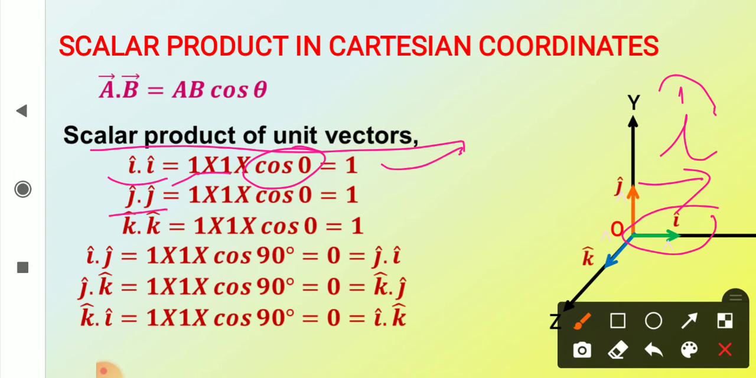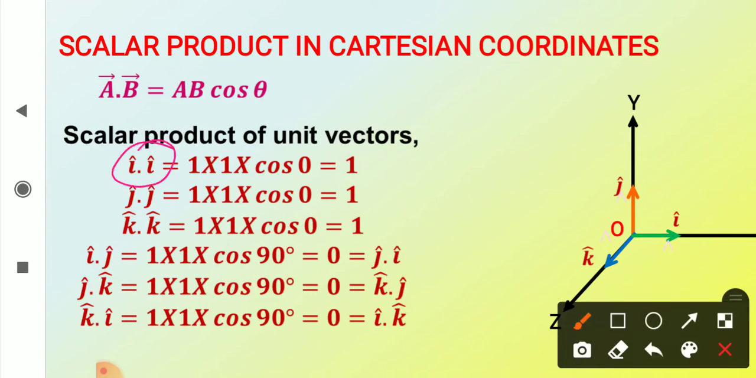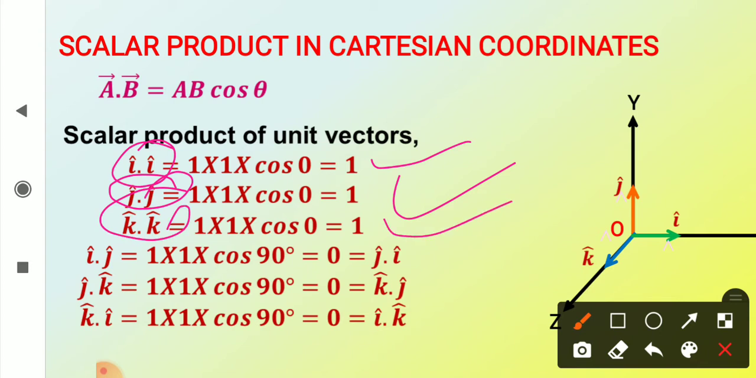Similarly, j cap dot j cap is also 1, and k cap dot k cap is also 1. These are all 1. So i dot i is 1, j dot j is 1, k dot k is 1. That you have to remember.